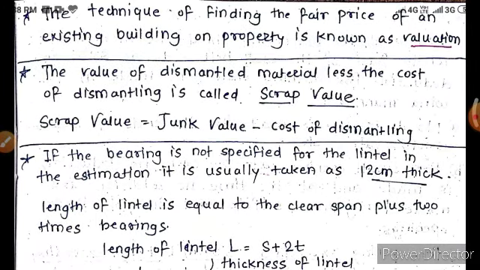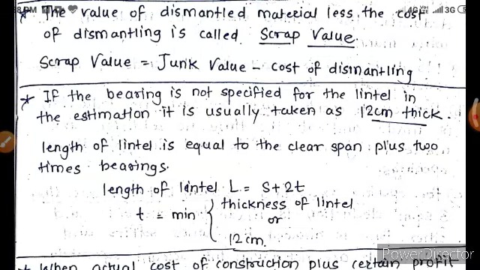The technique of finding the fair price of an existing building on the property is known as valuation. The value of dismantled material less the cost of dismantling is called scrap value. So the scrap value will be equal to junk value minus cost of dismantling.